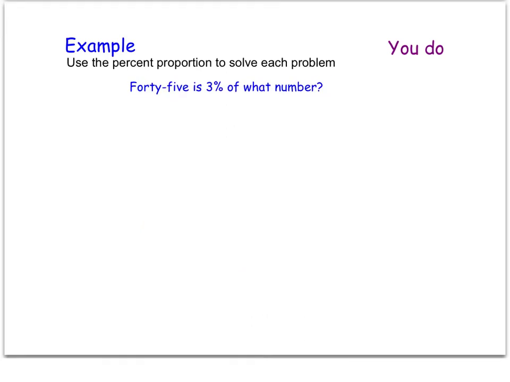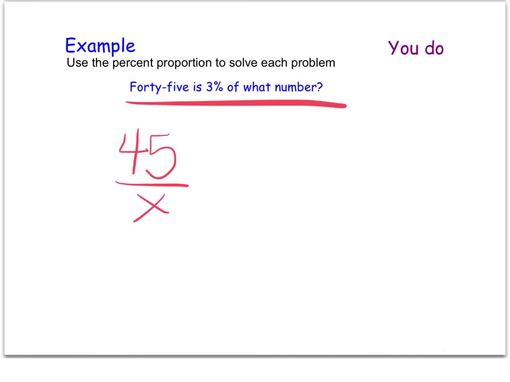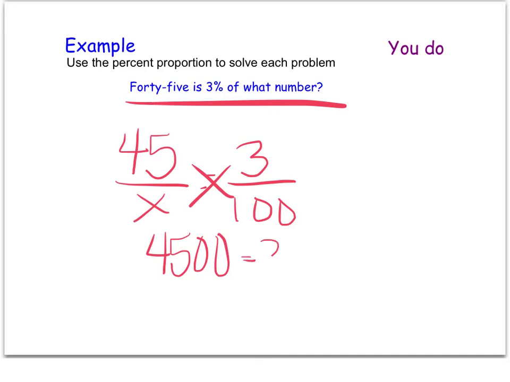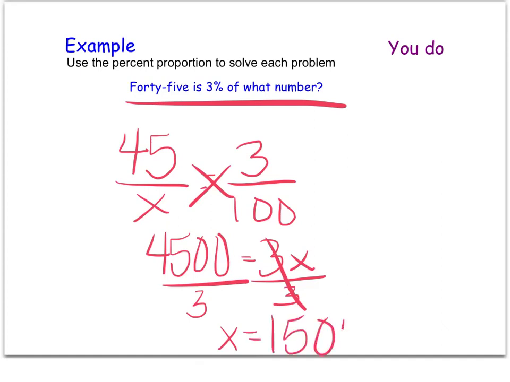Okay, try this one on your own, and when you're ready for your answer, go ahead and replay me. So it says 45 is 3% of what number? 45 over what number is 3 over 100. 4,500 equals 3x. Divide by 3, and x is 1,500.